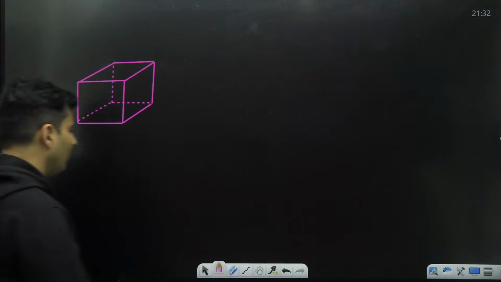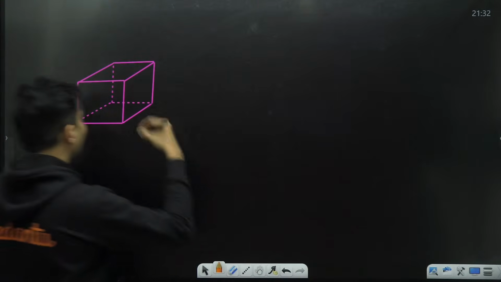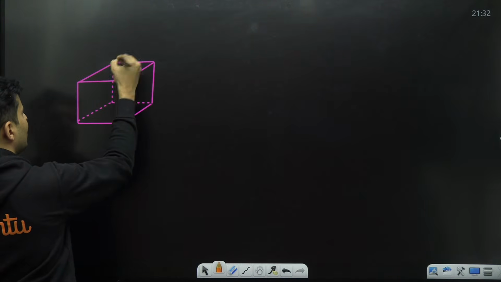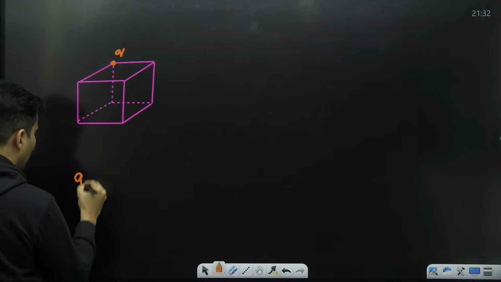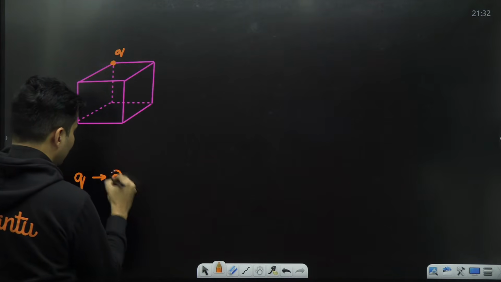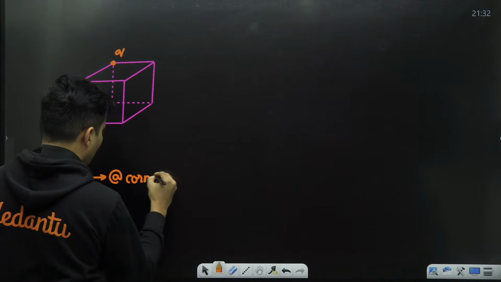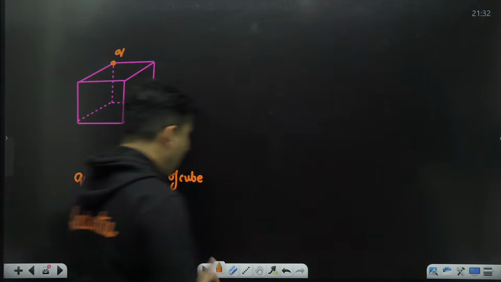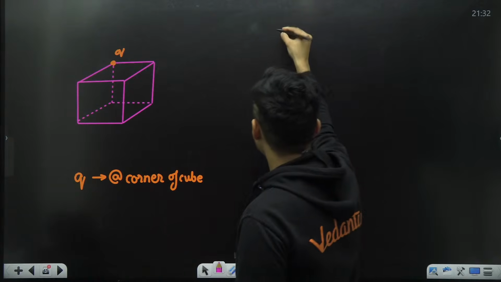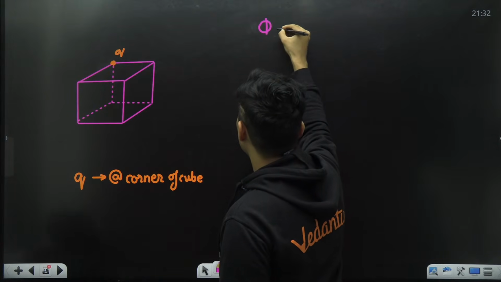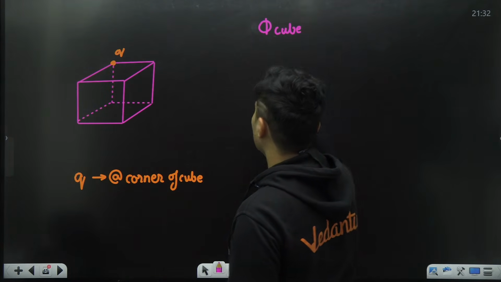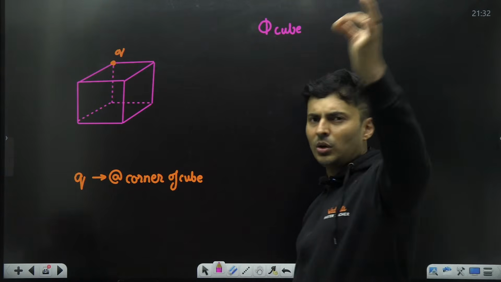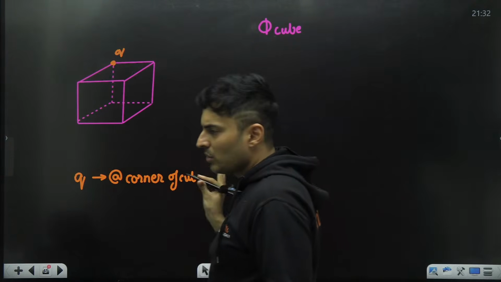Now I make this problem even slightly crazier. How? Imagine now that particular charge is at the corner of that particular cube. And now I'm interested in what is the total flux through that entire cube? It's just at that corner. So how much flux is going through that cube?